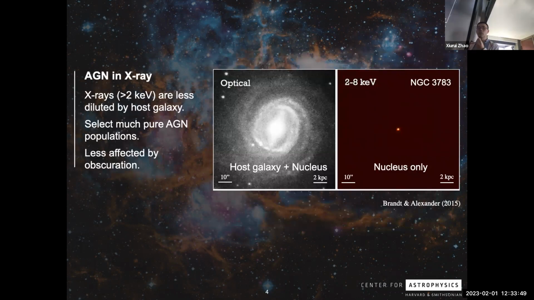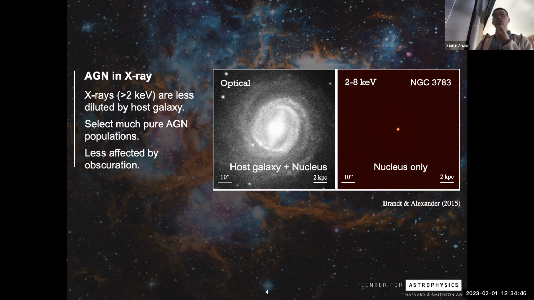So why do we study AGN in X-ray, or why is X-ray unique in studying AGN? Firstly, X-rays, especially in the hard X-ray band above 2 keV, are less diluted by their host galaxy emission. In this figure, I show images of a nearby AGN, NGC 3783, in both the optical band and X-ray. In the left panel, you can see clearly that in the optical, you see the emission from the host galaxy, like the spirals and the bulge. But in X-ray, you only see the AGN emission, the central nucleus emission. This suggests that if you observe AGN in X-ray, you can get the pure, or almost pure, emission from the central AGN without too much dilution from the host galaxy.